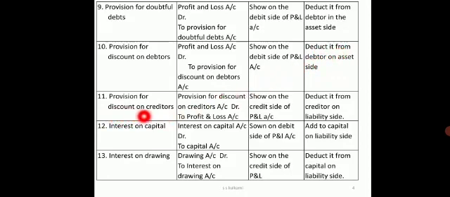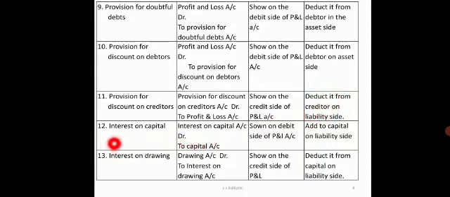Next we have provision for discount on creditors. For prompt payment, discount is given by the creditors. Such discount given by creditors is discount earned. So such earned discount is an income, so it is to be credited to the profit and loss account, and that amount of discount is to be deducted from the liability in the balance sheet.